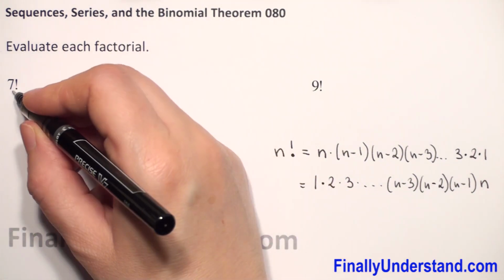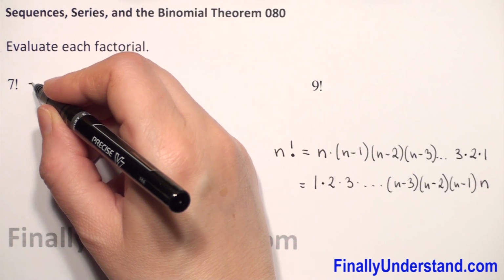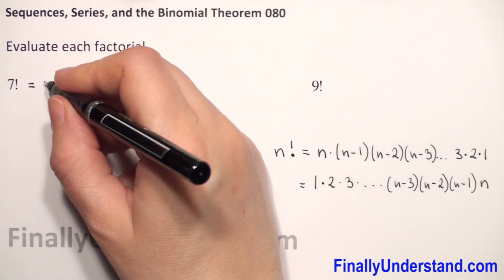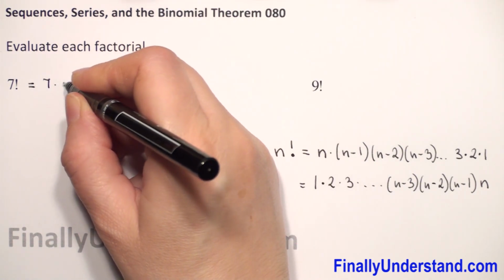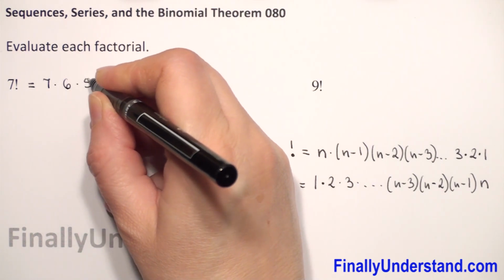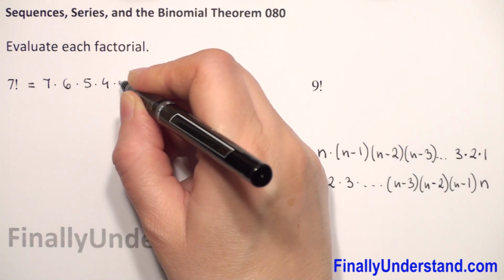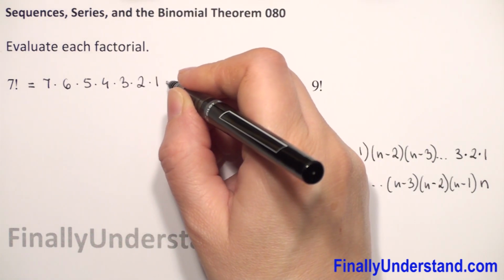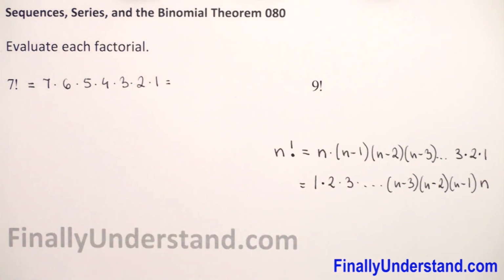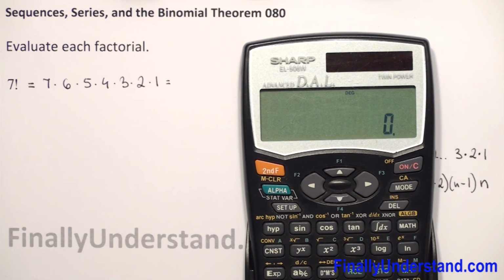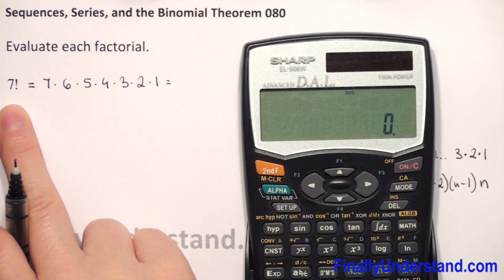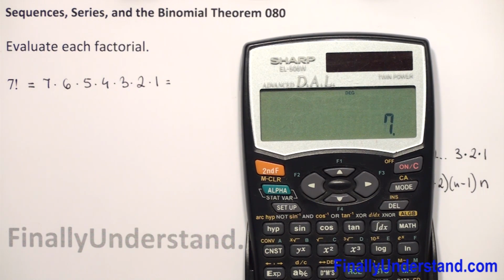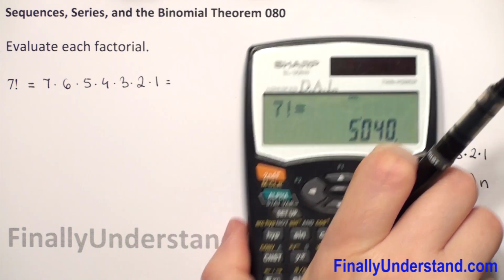So when we have 7 factorial, it means that we have to multiply 7 times 6 times 5 times 4 times 3 times 2 times 1. So this is equal, you can use a calculator. First we have to press 7 and next factorial. So this is equal to 5040.